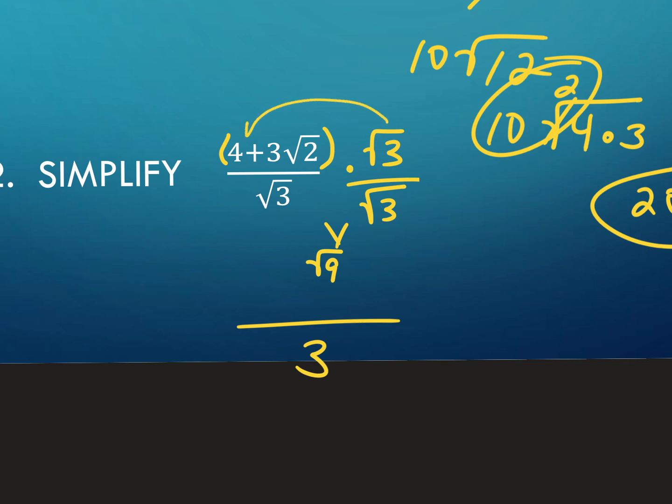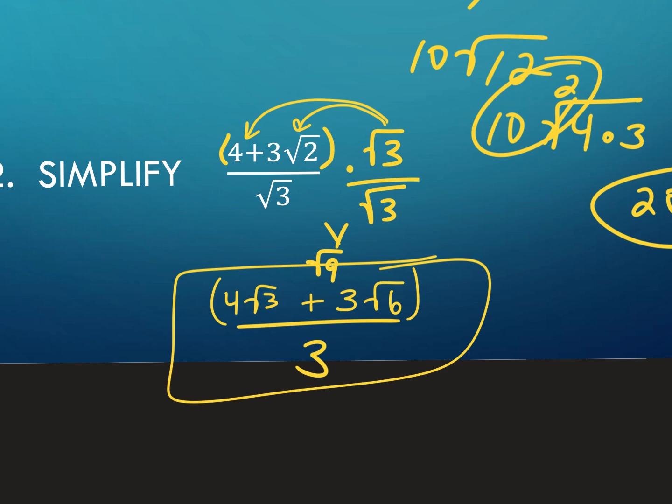The square root of 3 times 4 is just 4 times the square root of 3. Then I have the square root of 3 times 3 root 2 becomes what? 3 square root of 6. So remember, inside a radical you can multiply, you can combine, and there you go.